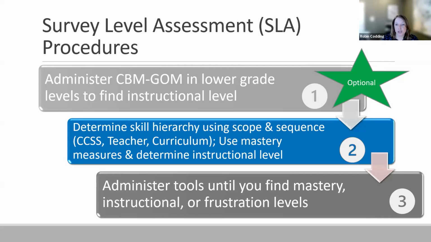I think you can do the same thing by just knowing the skill hierarchy, using the skill scope and sequence chart that comes from your state standards, from talking to other teachers in your building, and from your curriculum. You're going to use these mastery measures with one or two skills on them to determine students' instructional level. For example, when you look at that Keystone model, they need to know basic facts, all four math operations, right?